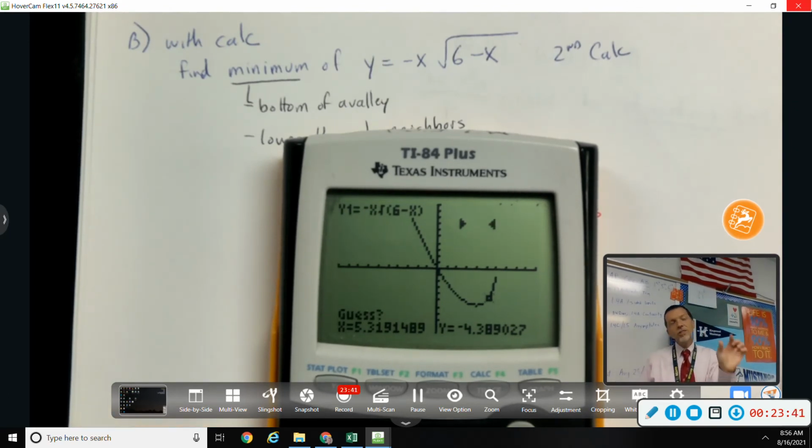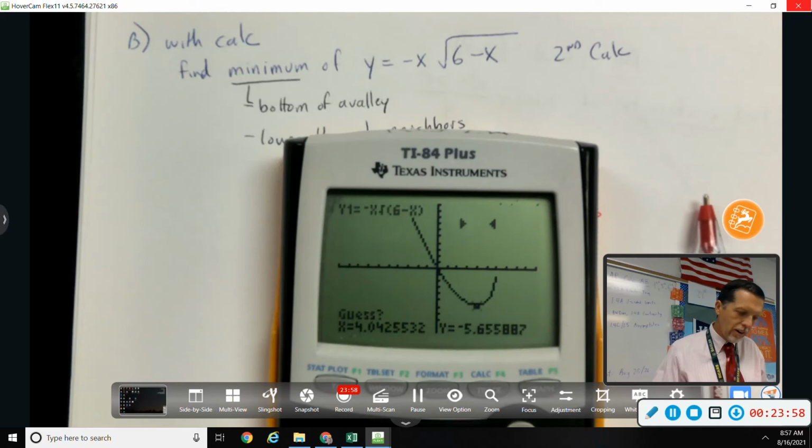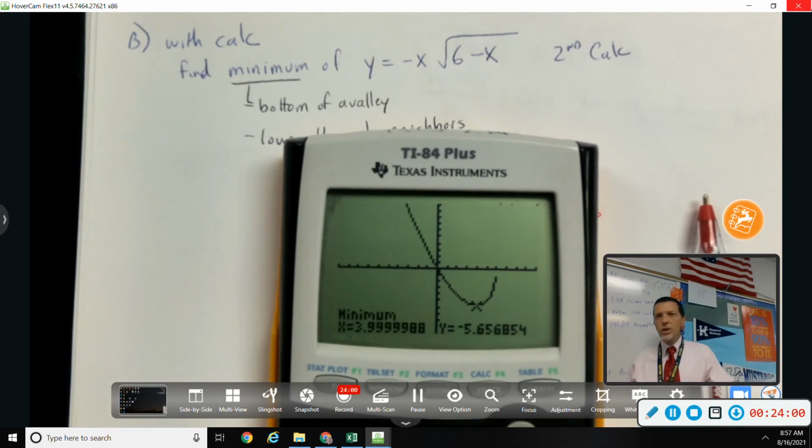And as long as your guess is in between your two arrows, you'll be fine. Some people will just hit enter again and say that that's their guess. It's not a very good guess, but who cares? The calculator is the one doing all the work. So you can hit enter, or you can try to help your calculator out and say, it looks like that's the lowest spot right there. And if you pick a low spot, it'll get there quicker. But again, it's like 0.1 seconds versus 0.11 seconds. So you're not really saving any time here.